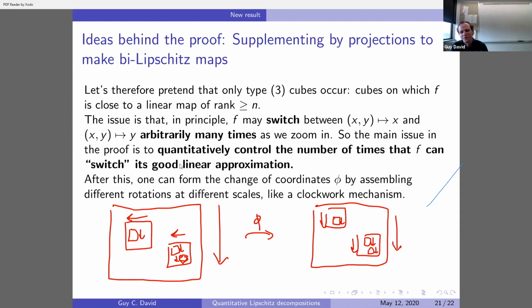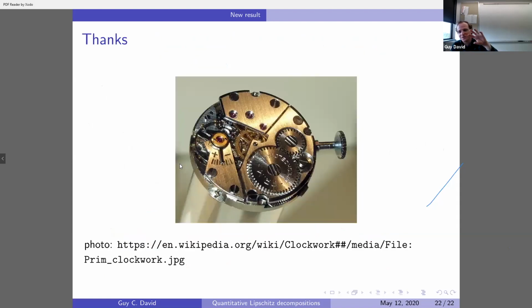That's a very vague description of what goes on in this proof. So I imagine this working like clockwork. So this is the clockwork, right? There are different rotations at different scales on top of each other. That's how you build the mapping. And I think that's where I'll stop. So thank you.